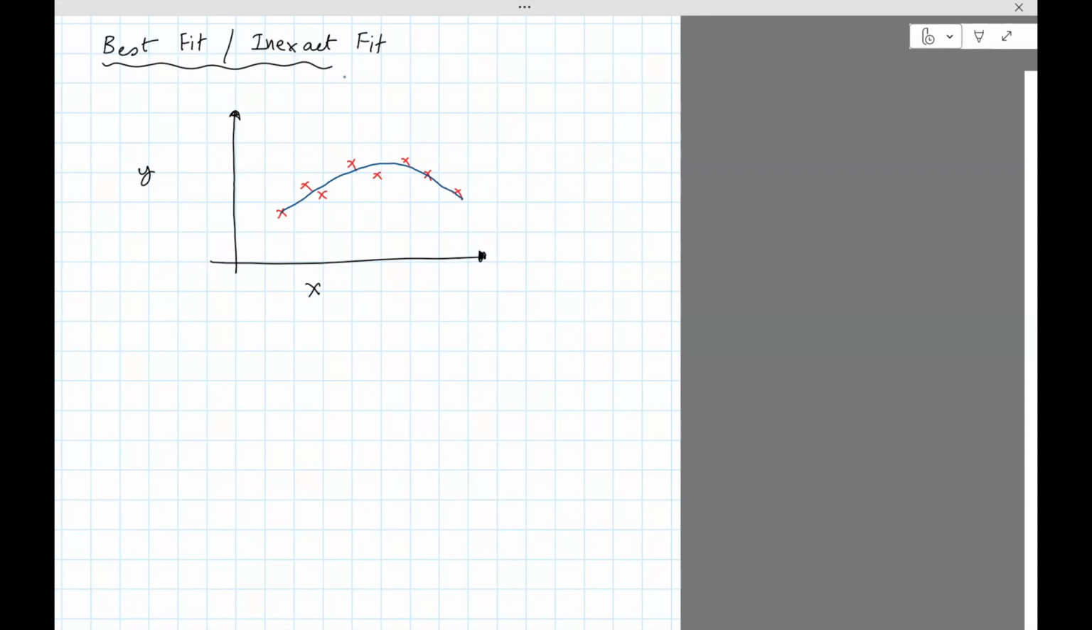So maybe it's a 3rd order polynomial or 2nd order polynomial. So this would be the best fit or the inexact fit. And the goal here is to explain the trend. Okay, so your job is, in addition to figuring out which fit is good, you also need to figure out which polynomial to use. So how do you do that?